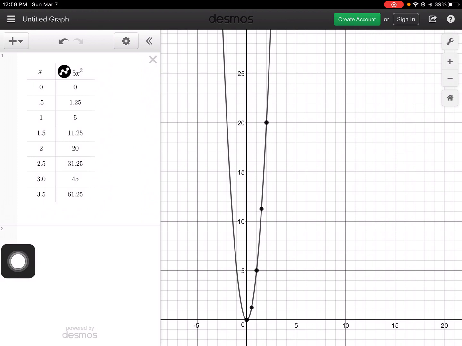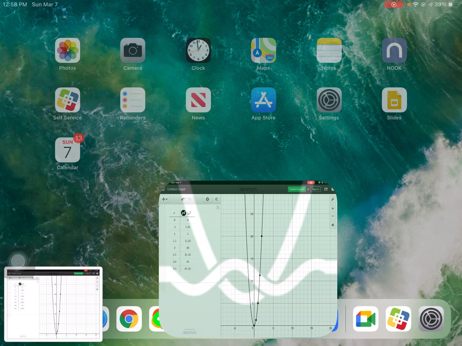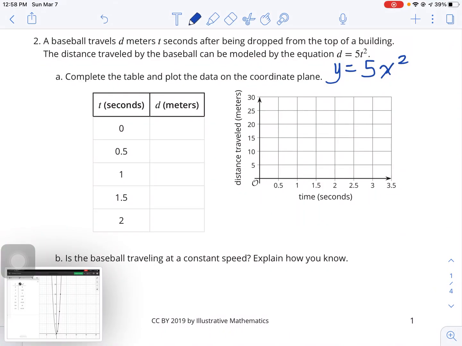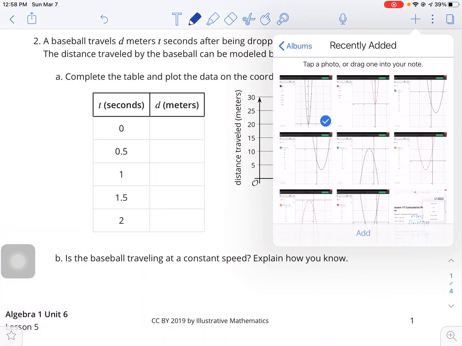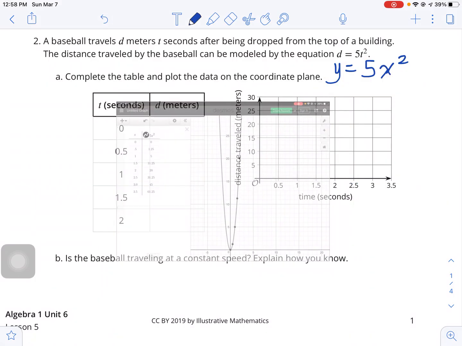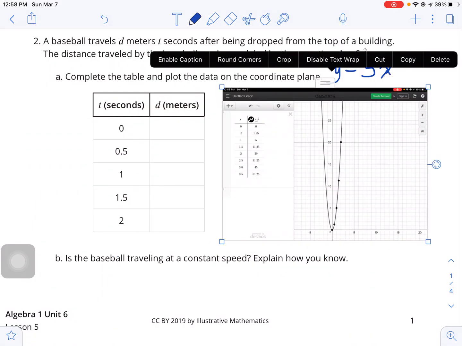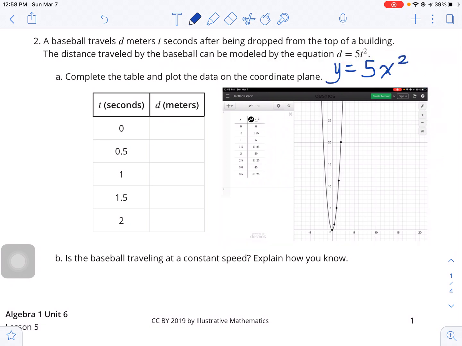So let's screenshot this and bring it over to Notability, and then we can just plop it in there. I want to adjust it. I think I'll put it over the other graph, and then we can fill this in. At 0 it's 0, and at 0.5 it's fallen 1.25 meters, and then after 1 second it has fallen 5 meters. After 1.5 seconds it has fallen 11.25 meters, and after 2 seconds it has fallen 20 meters.